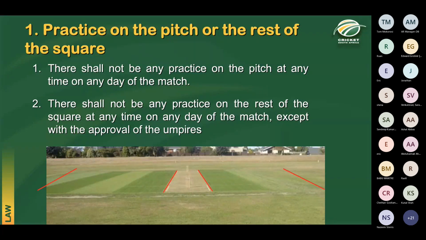And this includes before we call play and also after we call time at stumps. There shall not be any practice on the rest of the square at any time on any day of the match, except with the approval of the umpires. So the two red lines on the outside demarcate the rest of the square.